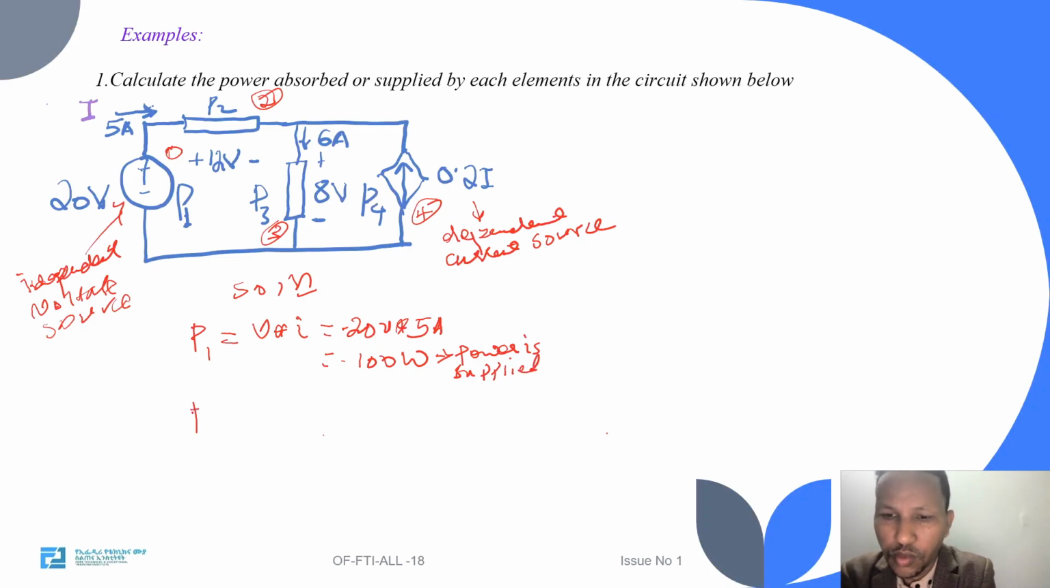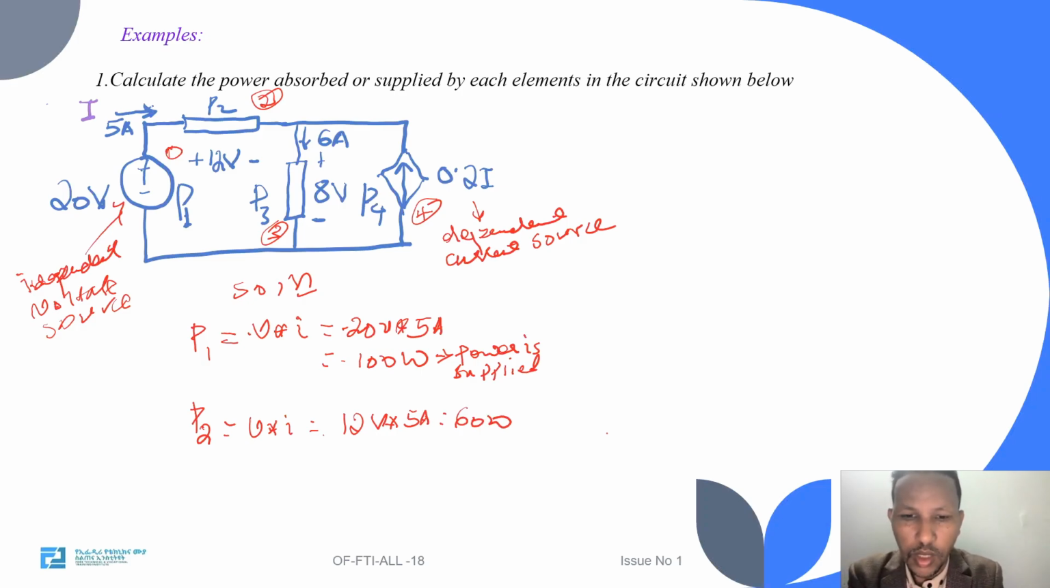When it comes to P2, as you can see here, the 5 ampere current is flowing into the positive terminal of P2 and leaving the negative terminal. So in this case, power is absorbed, so it should be positive. It is still given by voltage times current. The voltage is 12 volt times the current of 5 ampere, so it should be 60 watt, and it is positive using the passive sign convention.